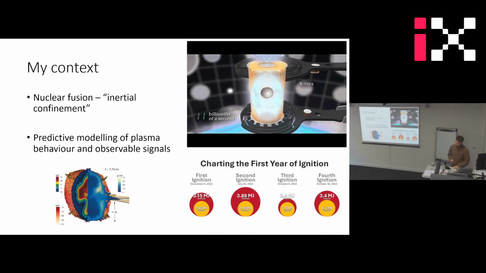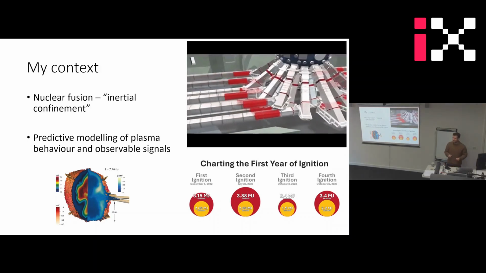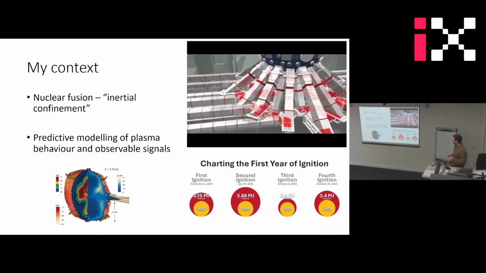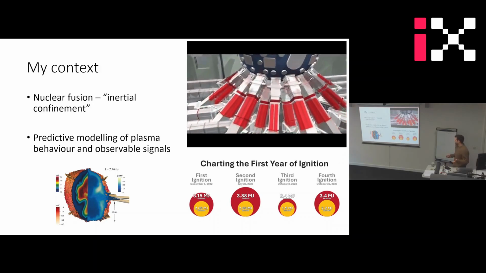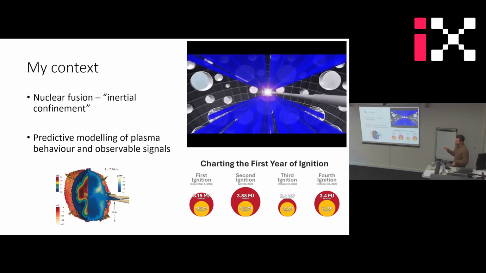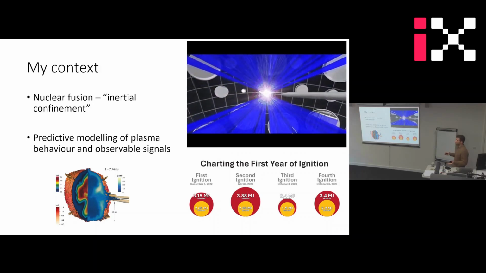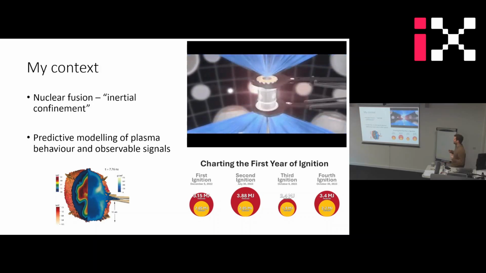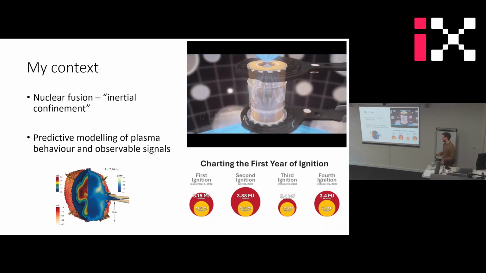And my research, along with many other researchers, is predictive modeling of this, because obviously there's a bunch of different design choices. What do we do with 192 lasers? How do we change our targets to do better? And you need a predictive model to do that, because these experiments are really expensive. They cost about $1 million per go, and you can't do that many in a year. So you rely a lot on predictive modeling to be able to do this.